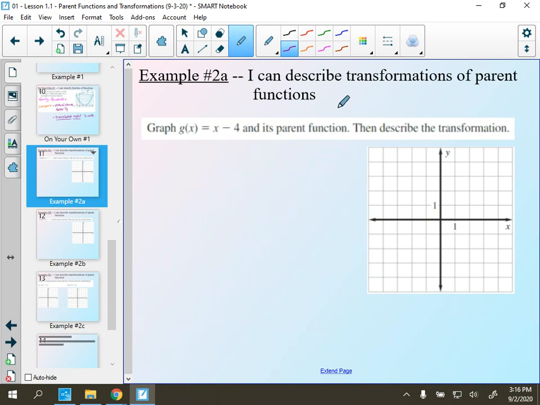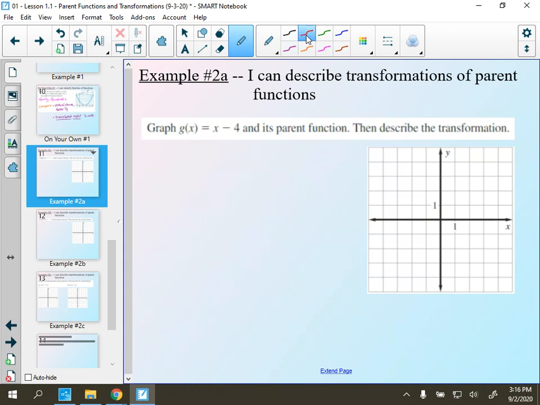So similar set of directions. It goes with our second. I can describe transformations of parent functions. Okay, I can identify its family. I know this is linear because there's no weird stuff. There's no absolute value. There's no squared. This is a linear family. Graph this and its parent. Let's start with the parent.